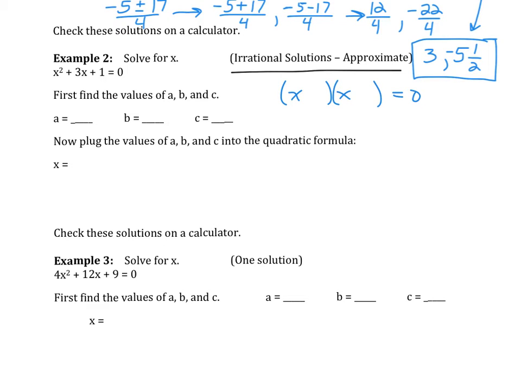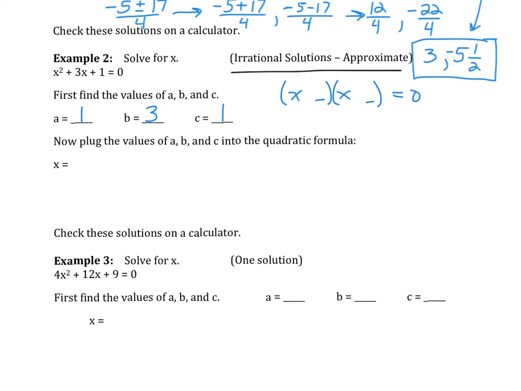X and x, 2 numbers that multiply to 1 and add to 3. Ain't happening, right? The only things that multiply to 1 are negative 1 and negative 1, or positive 1 and positive 1, and neither one of those add to 3. So we can't use factoring in this case, which tells us that we're going to have solutions that aren't integers or whole numbers. Let's go to the quadratic formula. A is 1, B is 3, C is 1.